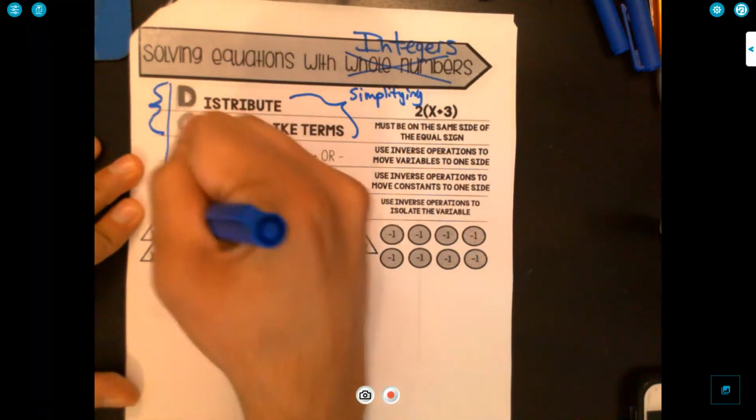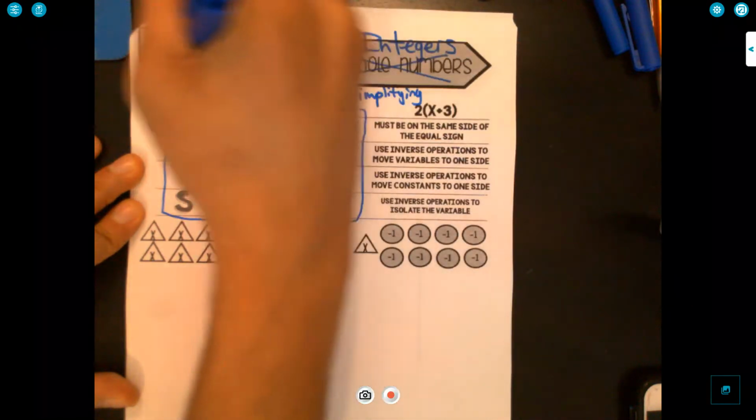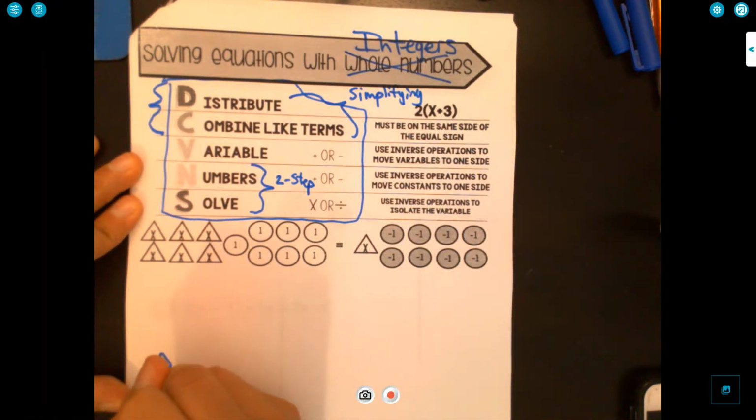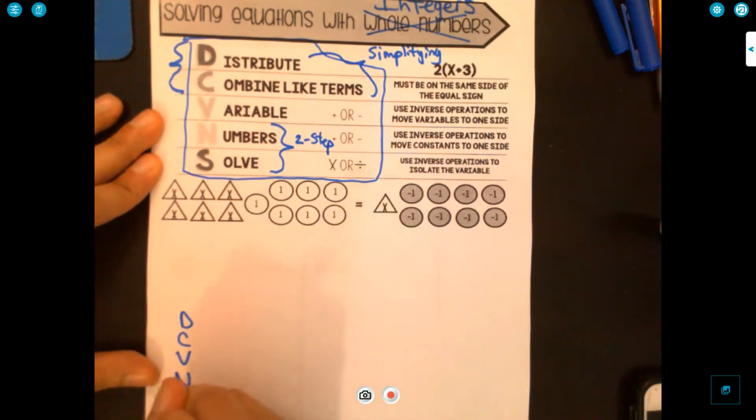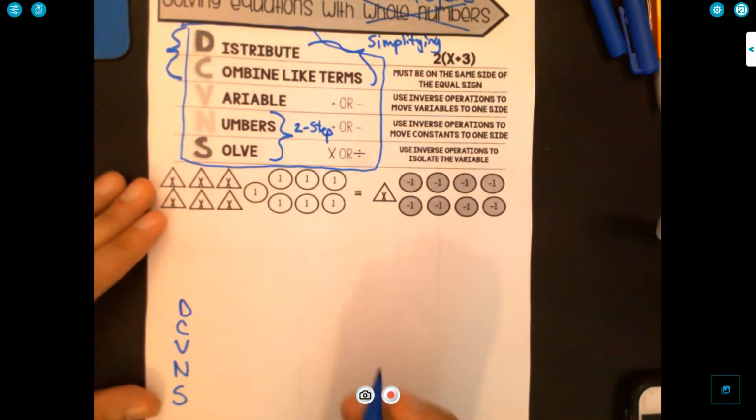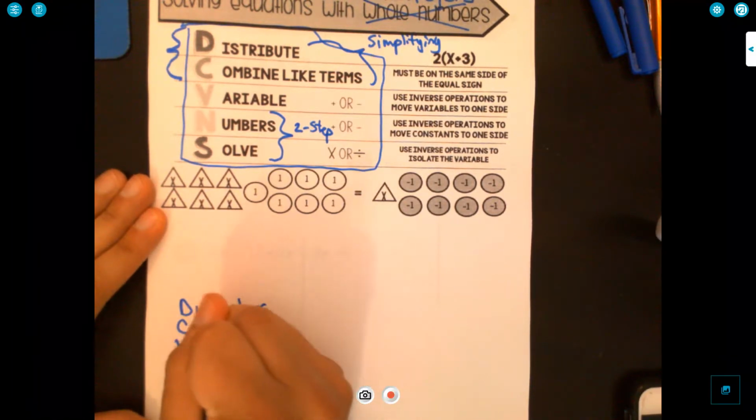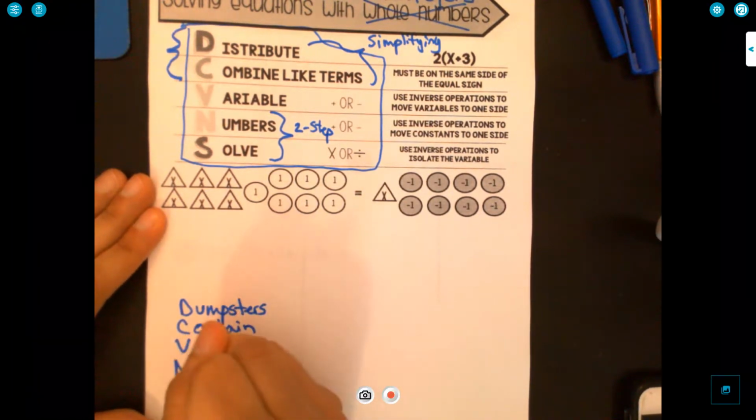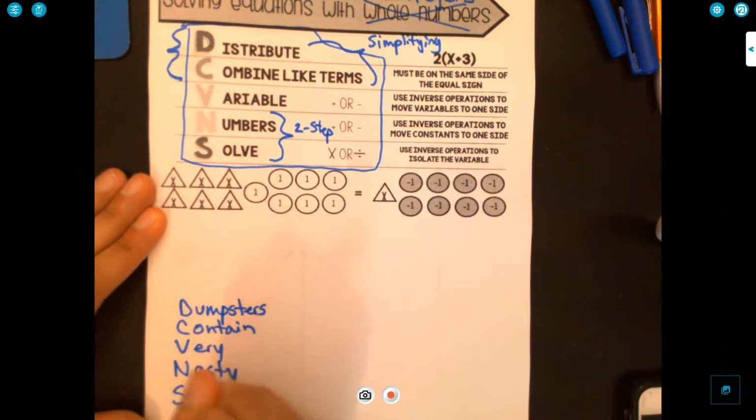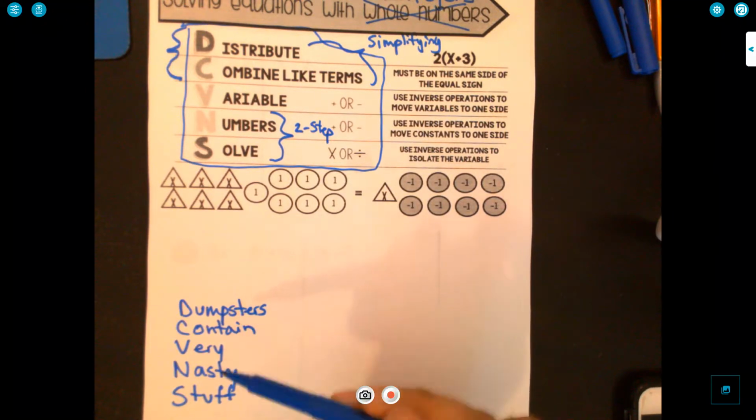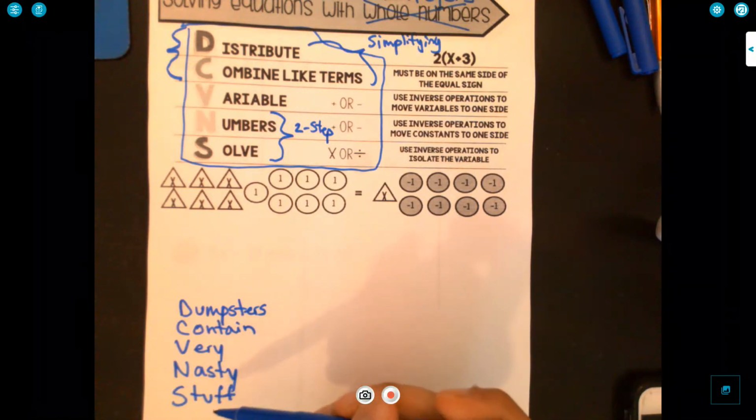All right, so there is a mnemonic to remember this because you will have to memorize this. You will have to know the steps. So D, C, V, N, S. So a mnemonic to help you remember that is dumpsters contain very nasty stuff. So that's distribute, combine like terms, variable, numbers, and solve.